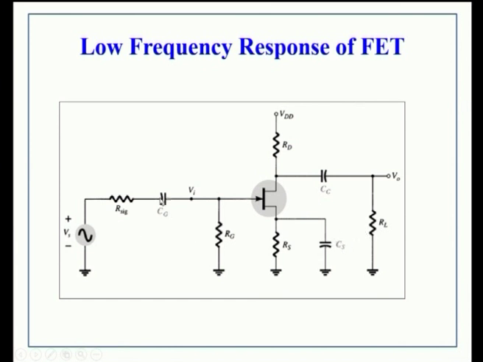The coupling capacitor is going to block the DC voltage present in the preceding and succeeding stages of the amplifier circuit, and so the bias of the FET is not affected. The bypass capacitor CS short circuits the effect of the resistance RS when the amplifier is getting the AC signal.